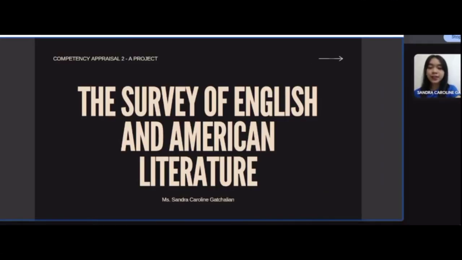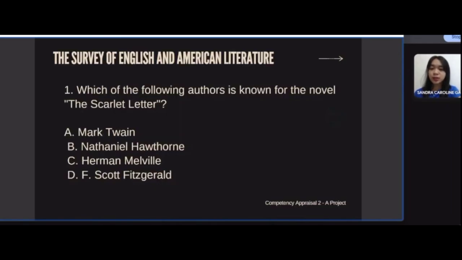The survey of English and American literature. These questions are focused on canonical authors, periods, and literary devices. First question. Which of the following authors is known for the novel The Scarlet Letter?